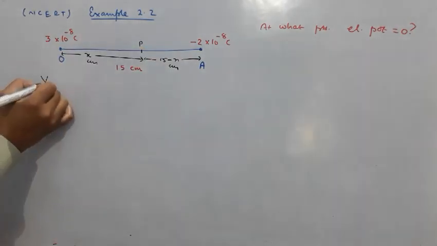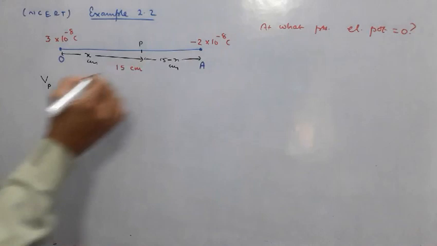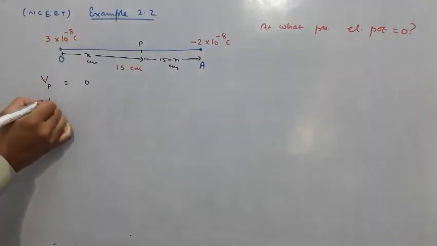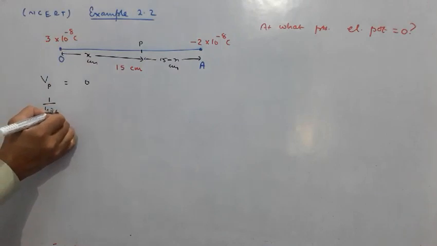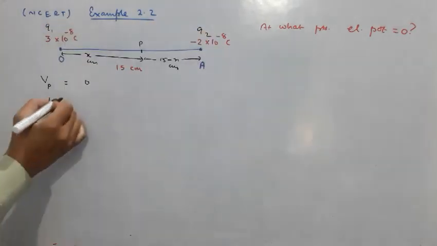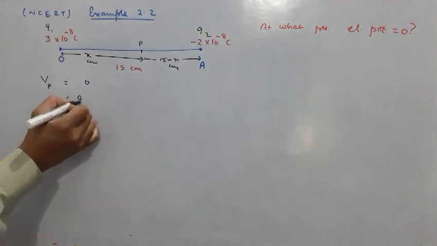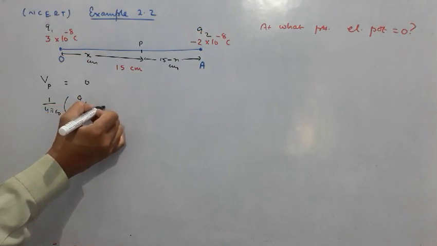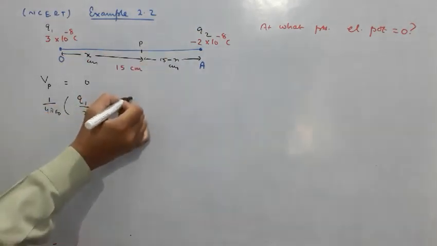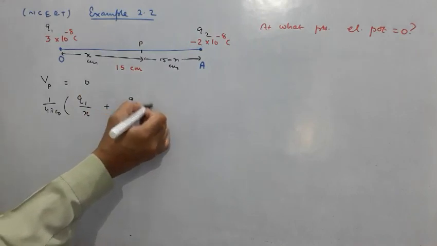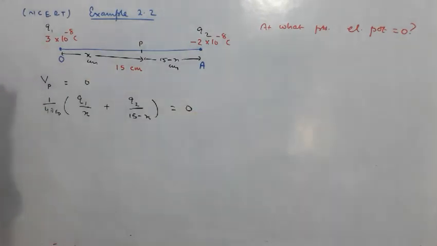So the total potential at P has to be how much? 0. Now potential at P due to this charge will be how much? 1 by 4 pi epsilon naught. This I will write as Q1, this I will write as Q2. So I can take this common. We will have Q1 by this distance, which is x, plus the other charge Q2 upon that distance, which is 15 minus x. This total is how much? 0.